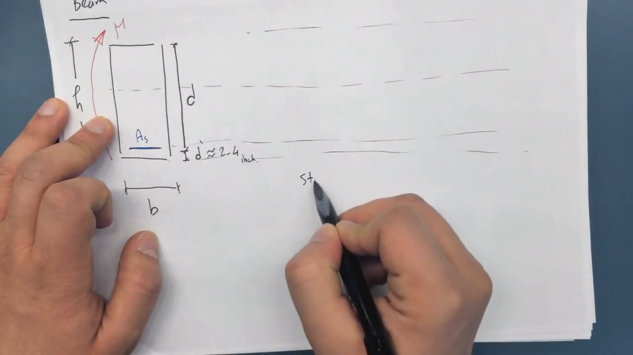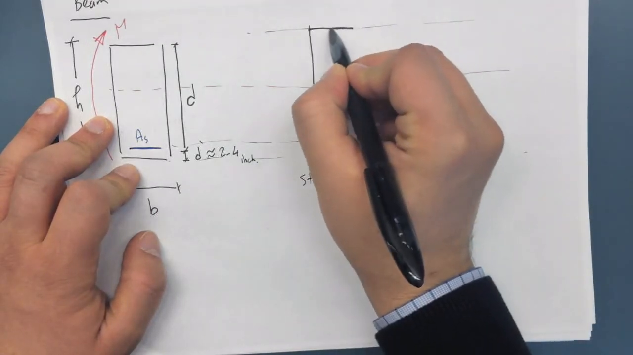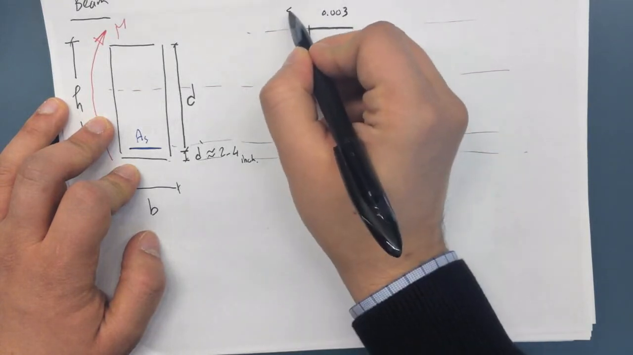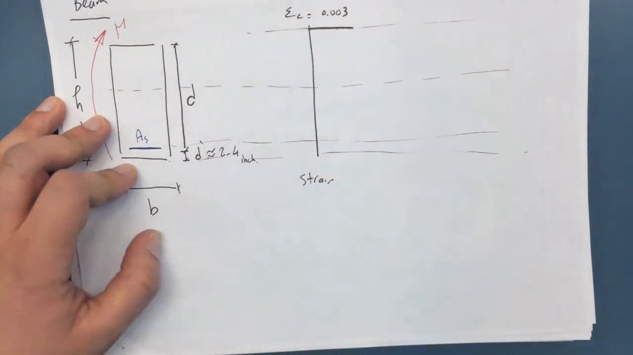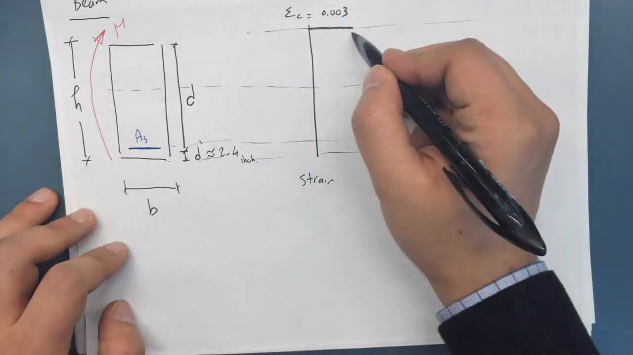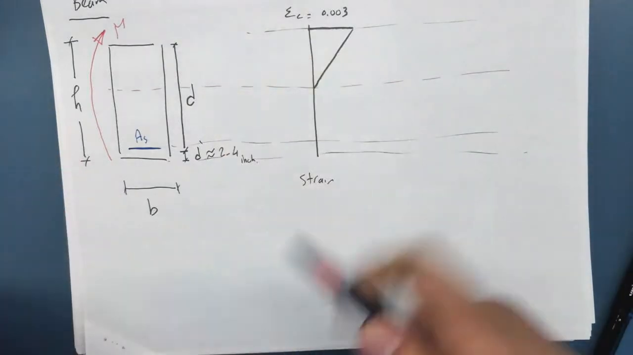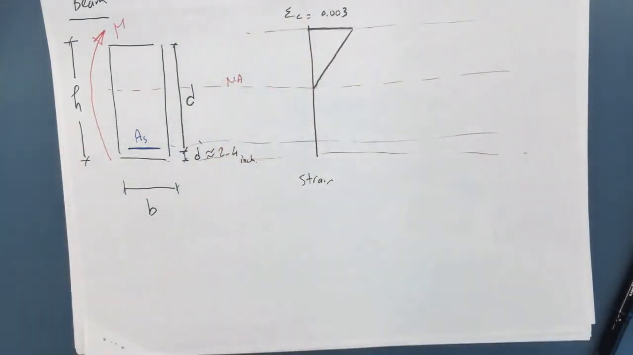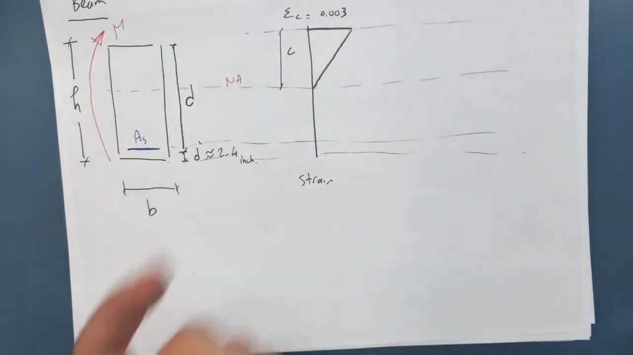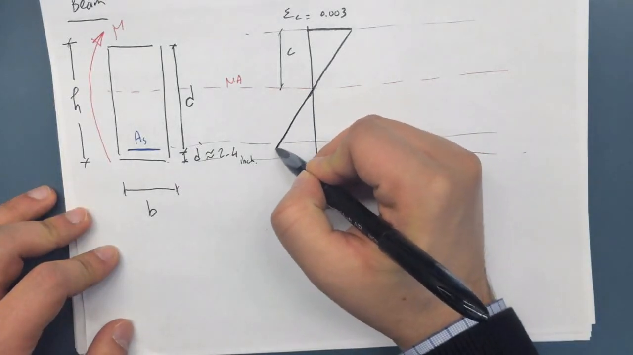So this is the strain distribution. Here we have the most famous number in concrete, which is 0.003. This is referred to as epsilon c, the strain of concrete in compression when it starts to fail. It goes linearly until we reach the neutral axis here. This one is the neutral axis, and this distance is given the letter c. So the depth of the neutral axis is c, and then the remaining strain profile is still linear.